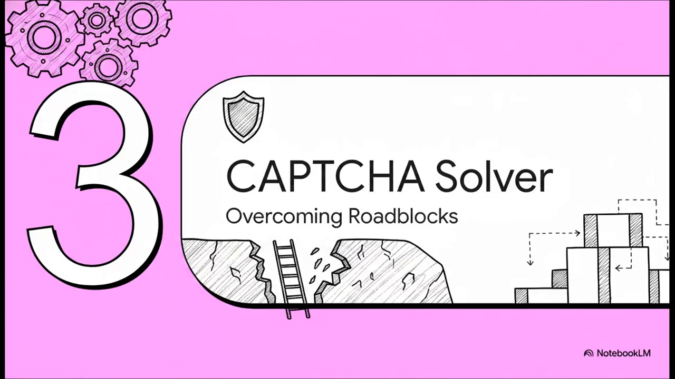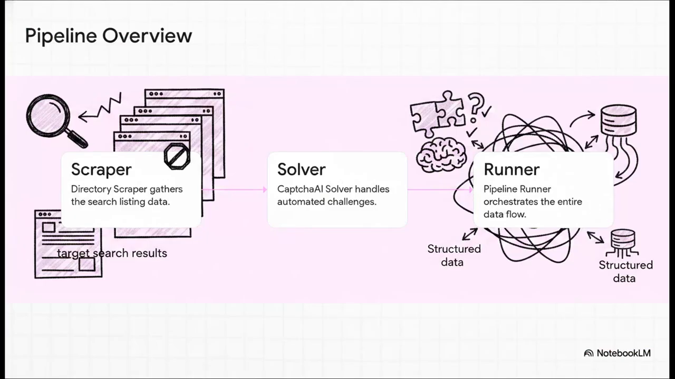Let's transition over to Section 3, overcoming captcha roadblocks. So how do we actually pull this off technically? Well, here's a high-level look at the workflow. First, you've got your directory scraper, aiming at your target search results.